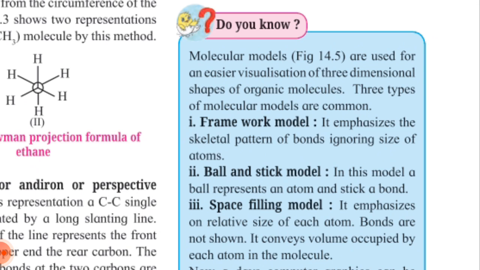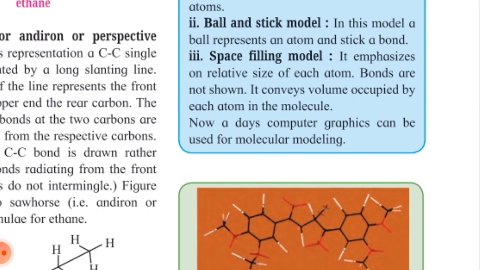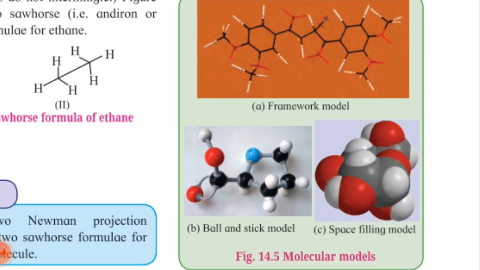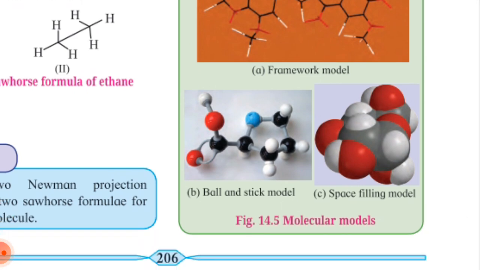Do you know? Molecular models, figure 14.5, are used for an easier visualization of the three-dimensional shape of organic molecules. Three types of molecular models are common. Framework model: it emphasizes the skeleton pattern of bonds, ignoring the size of atoms. Balls and sticks model: in this model, a ball represents an atom and a stick a bond. Space filling model: it emphasizes the relative size of each atom. Bonds are not shown; it conveys the volume occupied by each atom in the molecule. Nowadays, computer graphics can be used for molecular modelling. Framework model, ball and stick model, space filling model: molecular models.